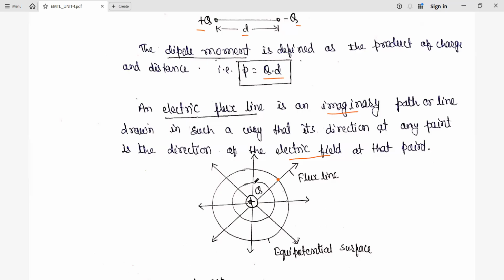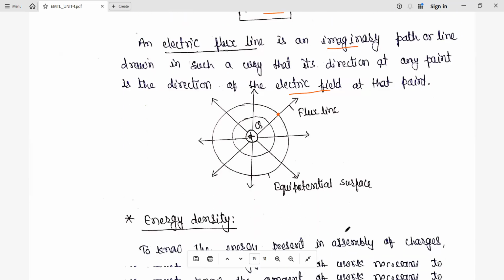And if you see this particular circle, or we can have a concept of the sphere, when the points are equidistant from the charge, then it has the same equipotential surface.